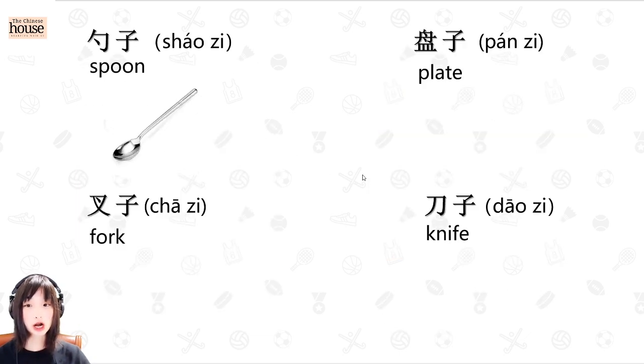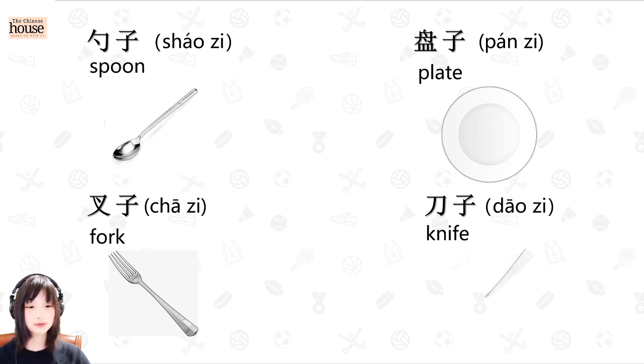Spoon, 勺子, read after me. 勺 second tone, 子 light tone. 勺子. Plate, 盘子. Fork, 叉子. Knife, 刀子, flatten.